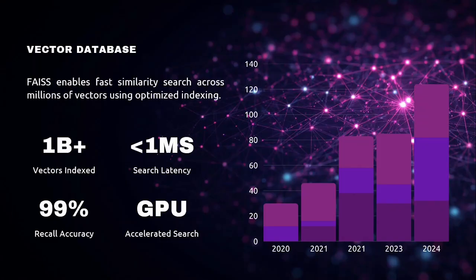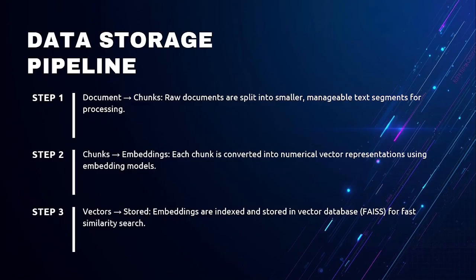Now let's bring everything together. First, we take the document, split it into the chunks, convert them into the embeddings, and store them as vectors. This is how we prepare our data.